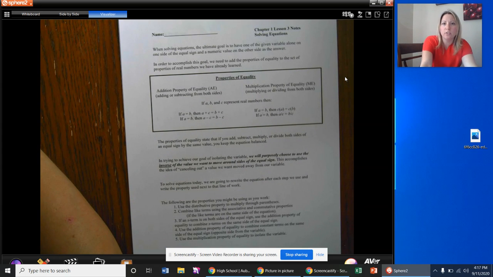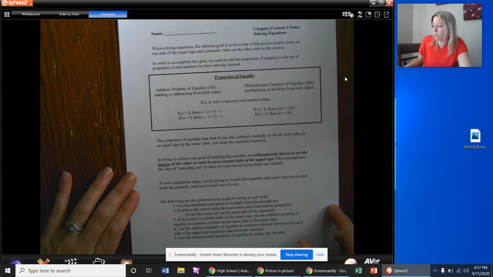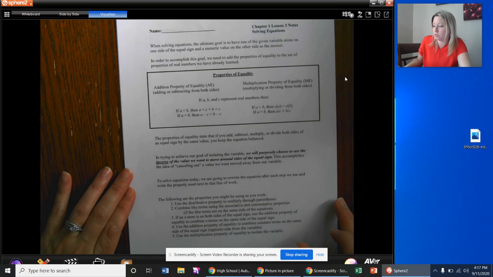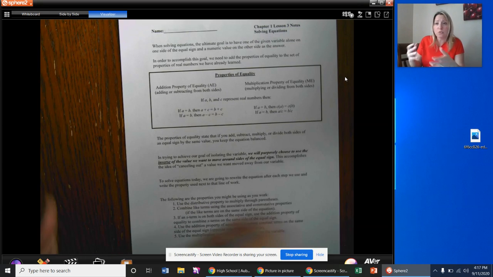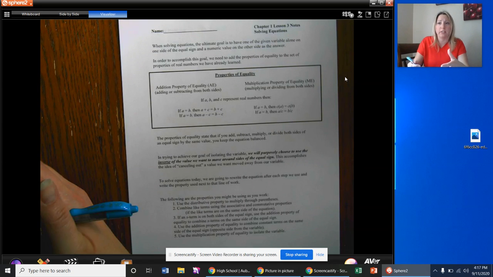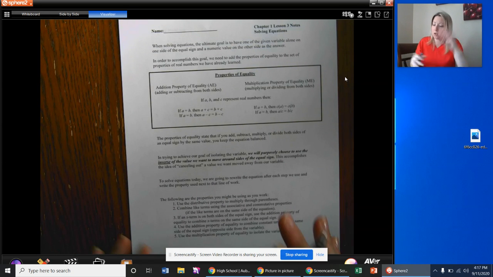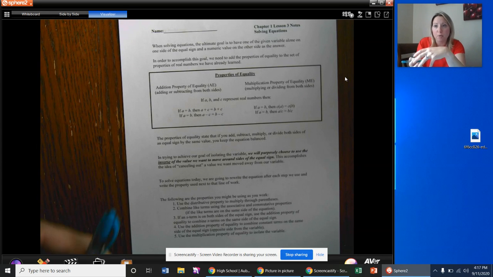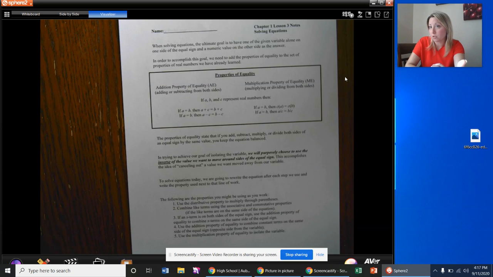All right, so what we're going to do real quick is go over our Chapter 1, Lesson 3, Solving Equations notes. We're going to start to look at solving linear equations. There are a few things I need to bring back, because I know you're coming into algebra having solved equations, but there are a few pieces we now want to explain more in depth, including why we make some of the choices we make on purpose when solving equations.